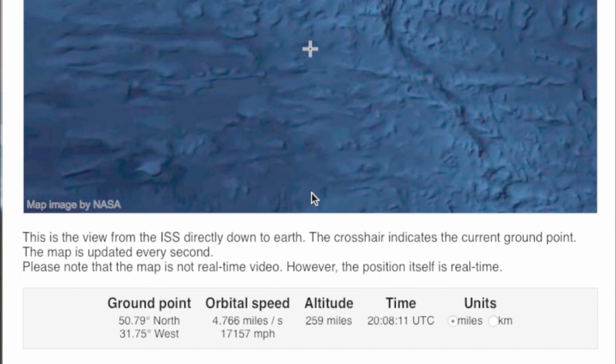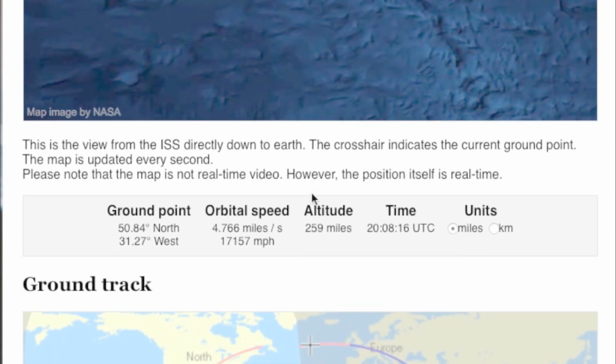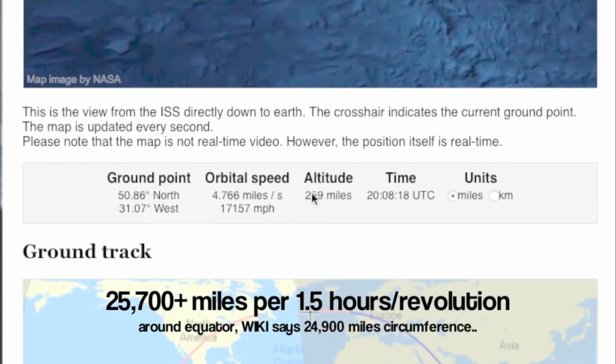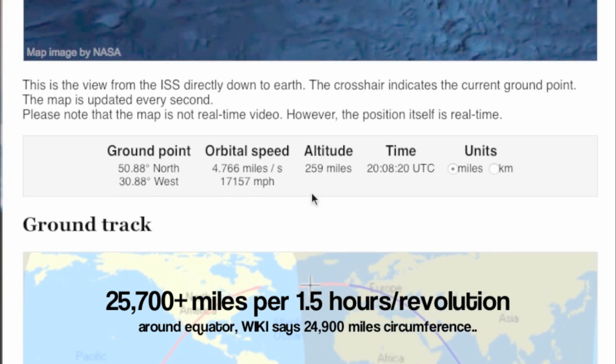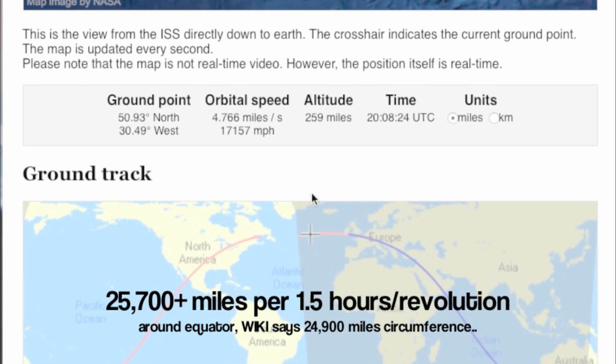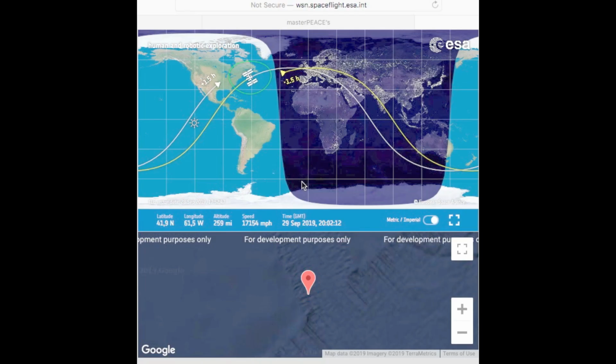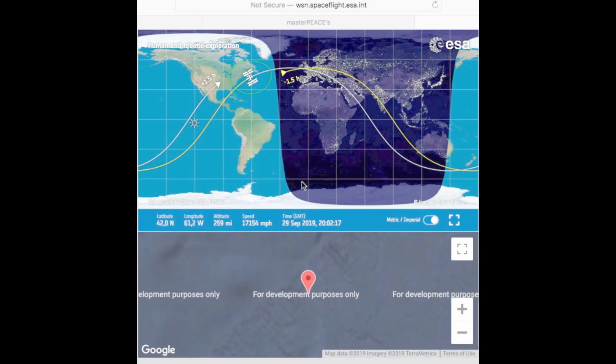All these things tell the altitude, they tell the speed. It's always very fast, like 17,000 miles an hour, and it's always going very quick, like 4 miles a second or something like that. It's always 259 miles or around that up. So all the facts are connected. But it just has to be shown the other part.